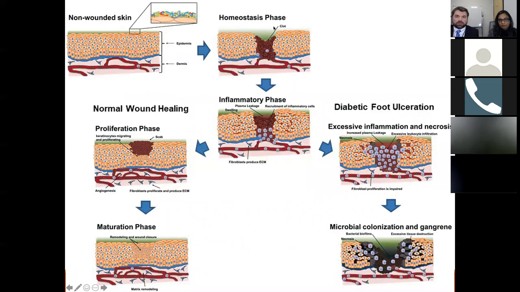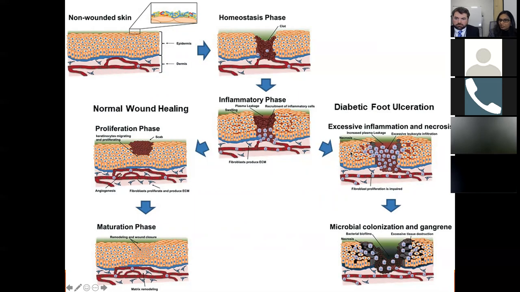At the top here, you have the hemostasis, inflammatory phase, and then the normal wound healing goes to the left, proliferation phase and maturation. And then if you have a chronic wound, you get excessive inflammation and microbial colonization and gangrene. So excessive inflammation that essentially gets stuck in that phase and doesn't continue to heal. And this is kind of what happens to our diabetic foot ulcers.